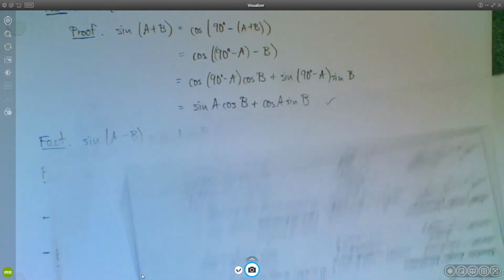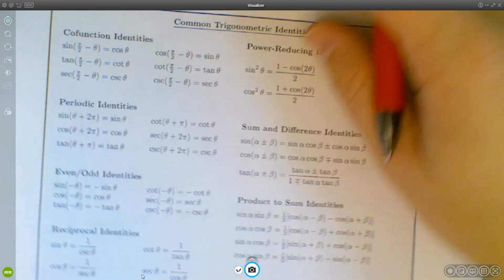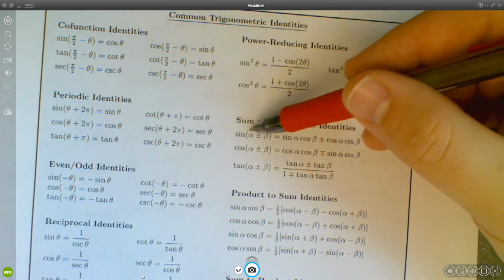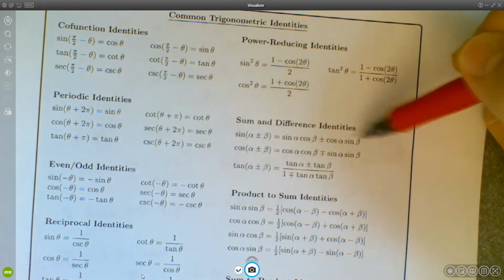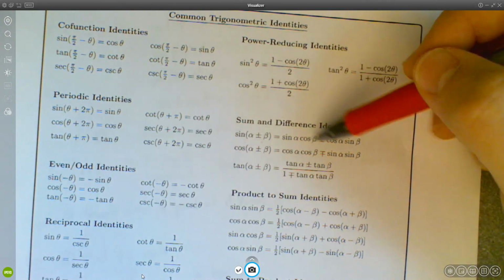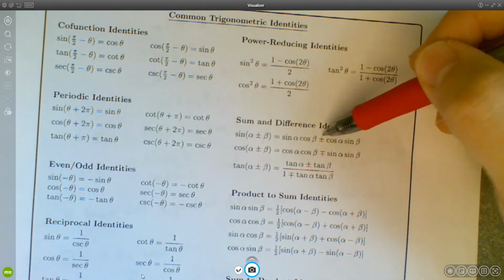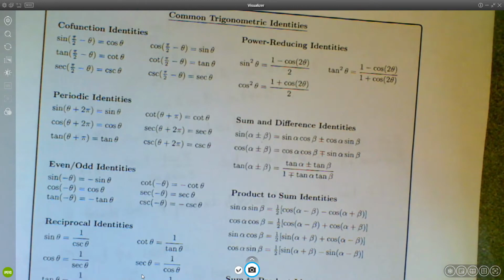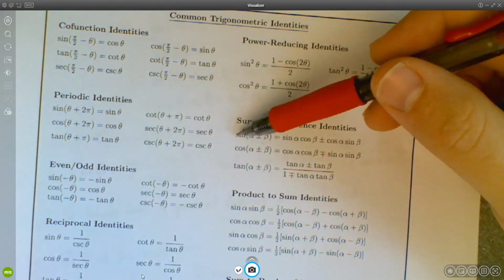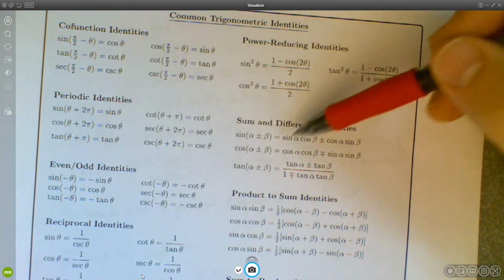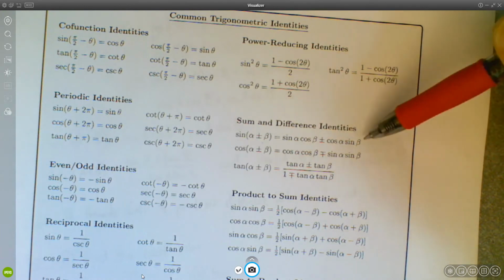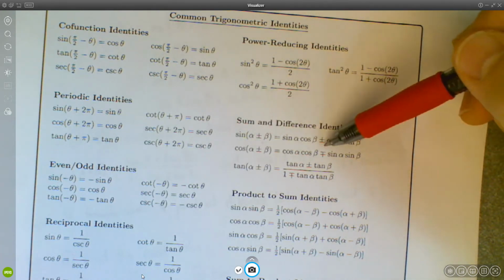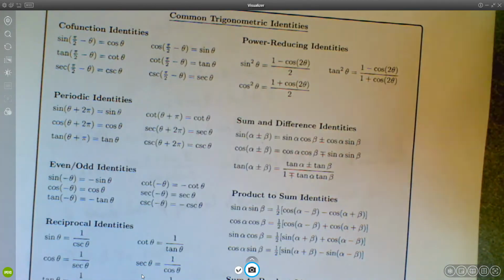One thing that I'll point out to you, if you look at your formula sheet, be careful with the minuses and pluses. For the sine of alpha plus beta identity, notice that the signs stay the same. So it's plus, plus, minus, minus. The pluses are both on top, the minuses are both on bottom. So sine of alpha plus beta is sine alpha cosine beta plus cosine alpha sine beta. But sine alpha minus beta would be sine alpha cosine beta minus cosine alpha sine beta.